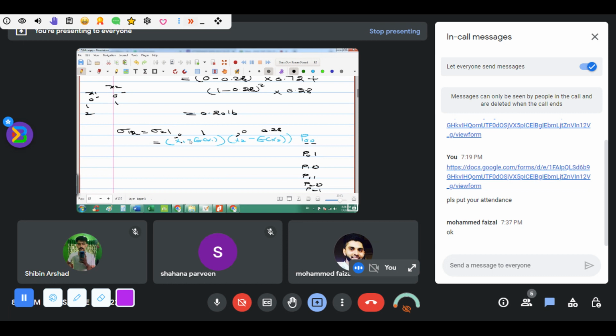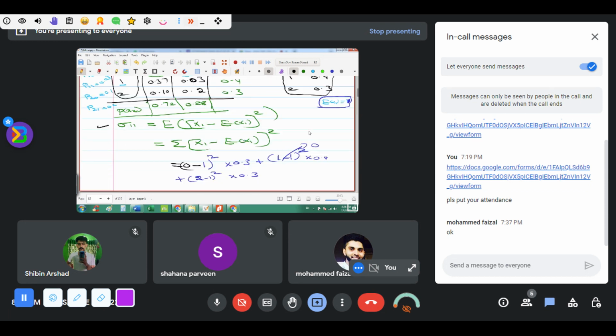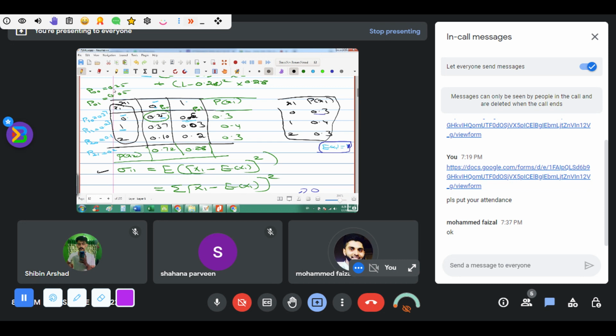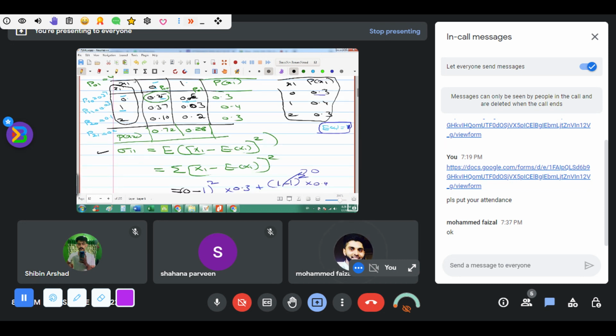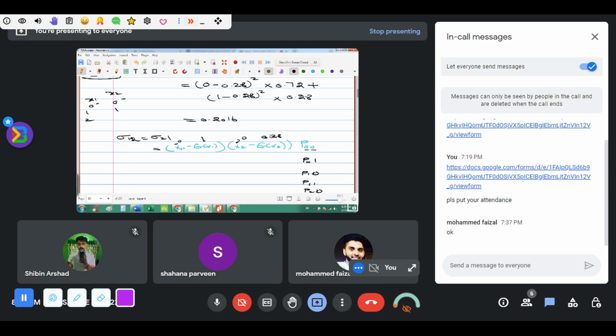This is the formula: (x1 minus E of x1) into (x2 minus E of x2) into probability. This 0 means x1 value is 0 and x2 value is also 0. The corresponding probability value in the main table, what is the value? P00 is 0.25. Correct? Any doubt in the first calculation? Moving on, this one is 0.25.